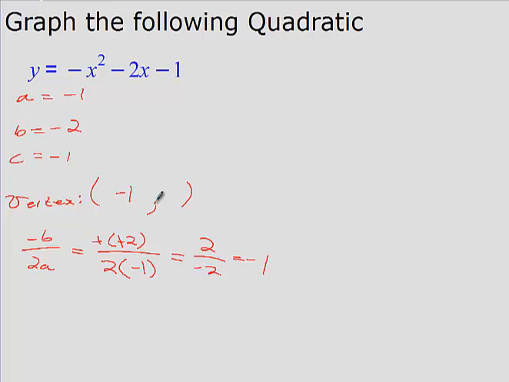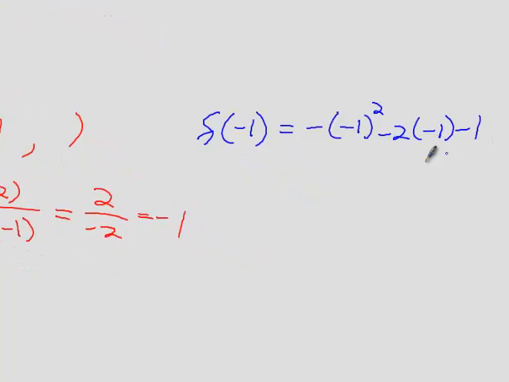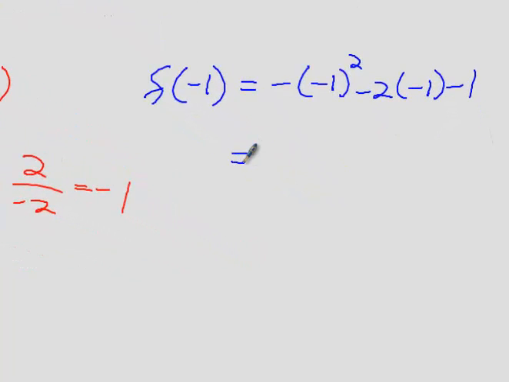Done. Now to find y, I take my x-coordinate and plug it back into the equation, right? So wherever I see x, replace it with negative 1. So what's negative 1 squared? 1, so I get minus 1. What's negative 2 times negative 1? Positive 2, and then I have another minus 1. So what's negative 1 plus 2 minus 1? 0. Everybody okay with that? Yes, no, maybe?